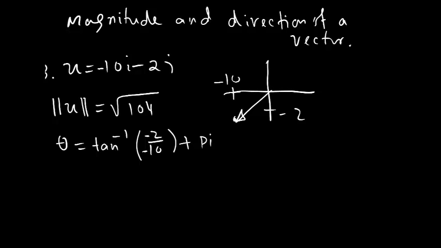Next example. Your vector u is -10i minus 2j. So I am going 10 units to the left side, 2 units down. So the terminal side is in the 3rd quadrant. Magnitude as usual, (-10) squared and then (-2) squared, and add together, you get this. When you find the angle theta, that will be tan inverse of y coordinate divided by x coordinate, and then you are in the 3rd quadrant, so add just pi.